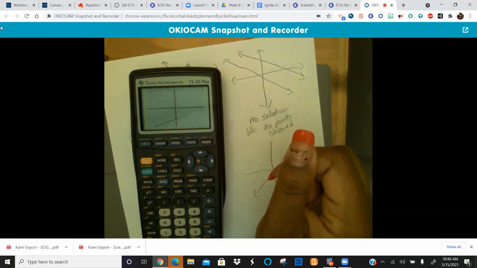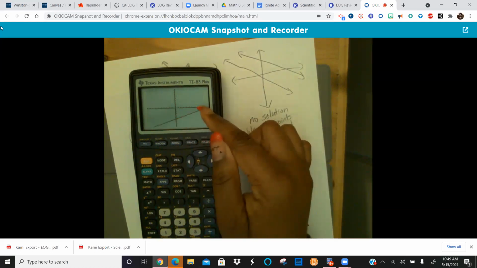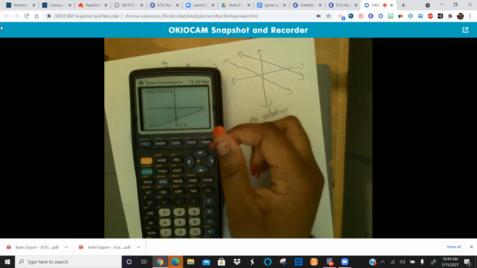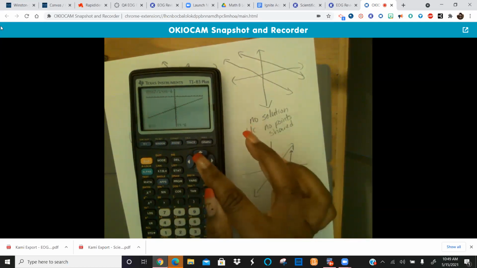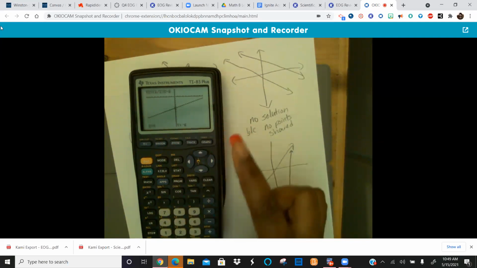So when we graph, do you see how only one line really showed up? Okay, I'm going to trace. Look, that's one line that showed up there. Oh, I pressed enter. That means it kind of zoomed out for me. You see, if I press the up button, it shows me that it goes from one equation to the next. They both actually graph the same line. So this is infinitely many solutions because they share all the same points.